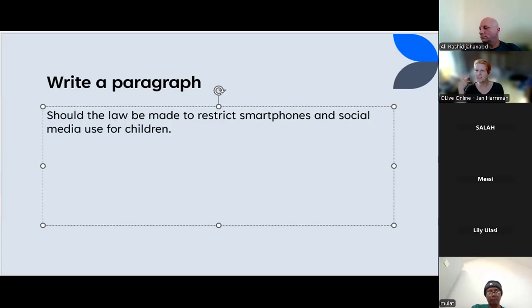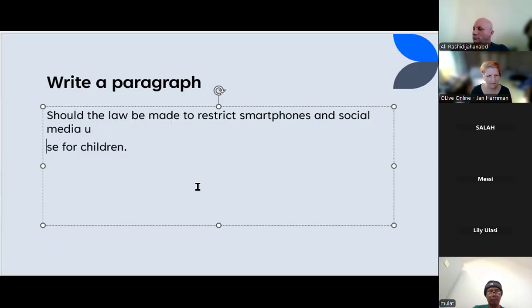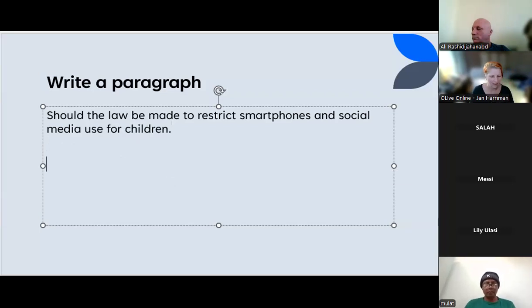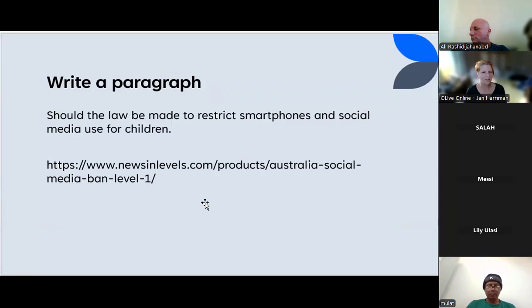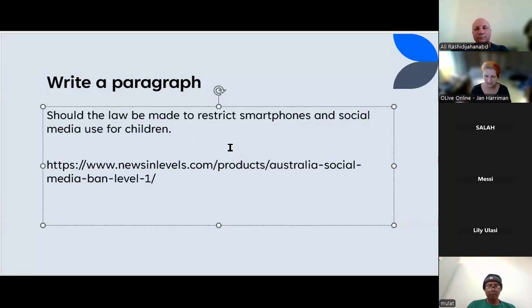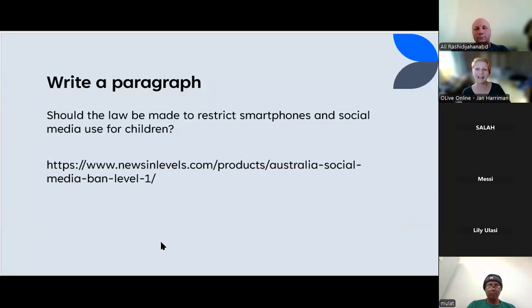Okay, so we've looked at this from quite a lot of angles. Put in the link for the News and Level story as well. So, for homework, read this story about the Australia social media ban and answer this question. Should the law be made to restrict smartphones and social media use for children? Or do you think the parents' answer is the better one, just to create support groups for that purpose? What's your opinion on that?